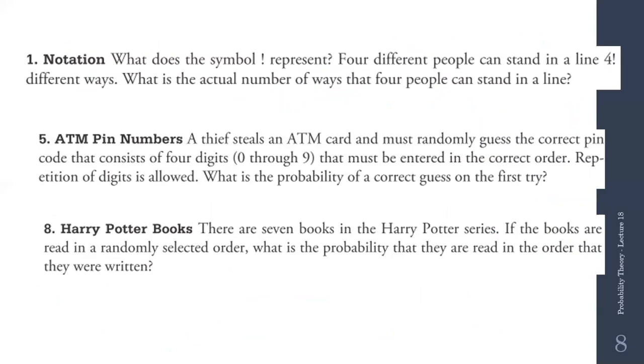The next question says, what does the symbol exclamation mark represent? This is factorial. In mathematics and probability theory, we call this factorial. 4 different people can stand in a line 4 factorial different ways. 4 factorial means 1 times 2 times 3 times 4, which is 24.